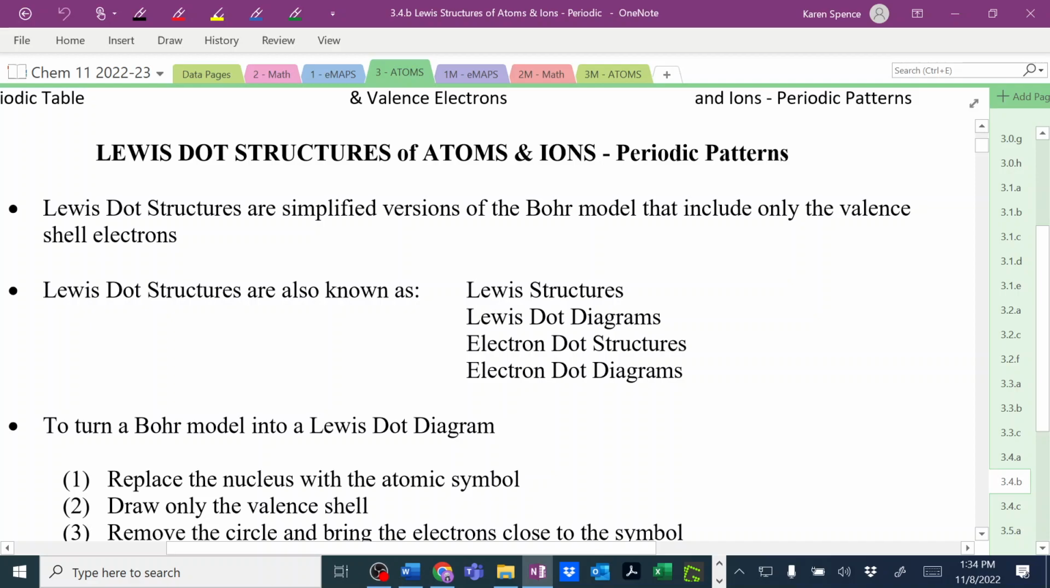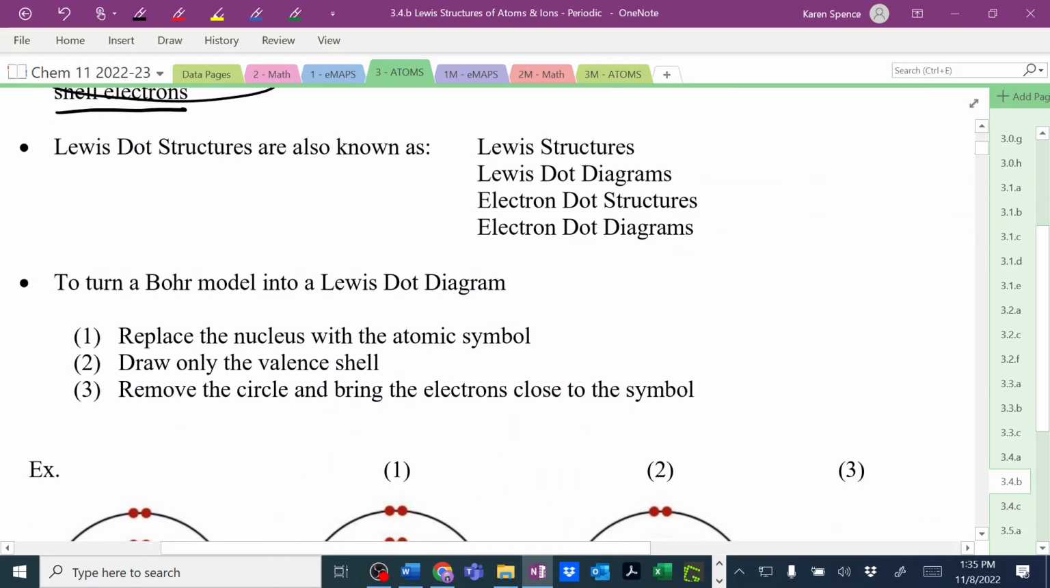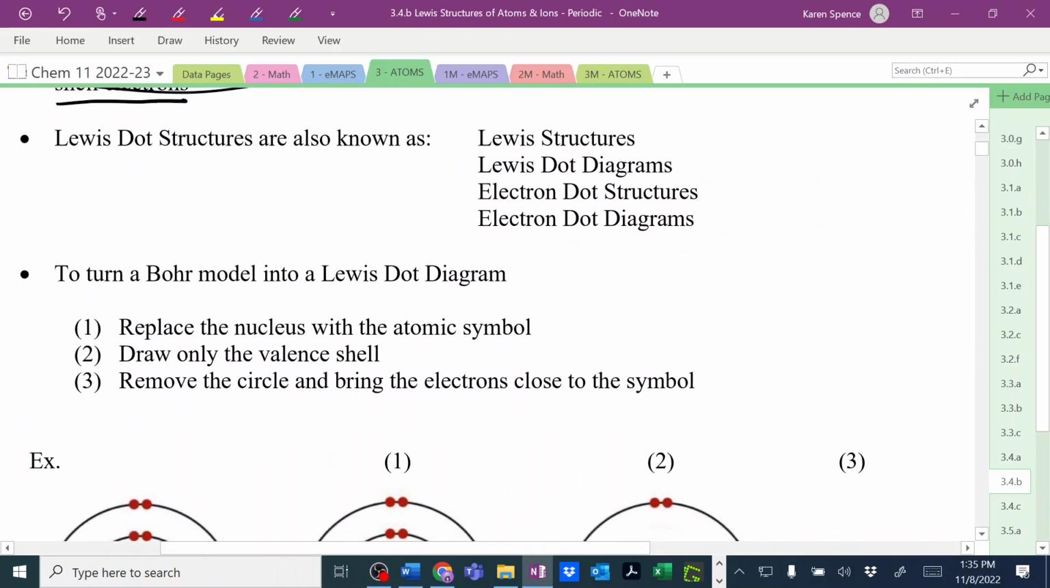So totally fine. They only include the valence electrons, okay? Basically, we just get rid of the circles and we only include the valence electrons. They're called Lewis dot structures. They can be called Lewis structures, Lewis dot diagrams, electron dot structures, electron dot diagrams. So many names for just one thing. I'm going to call them Lewis dot structures because that's what I grew up calling them.